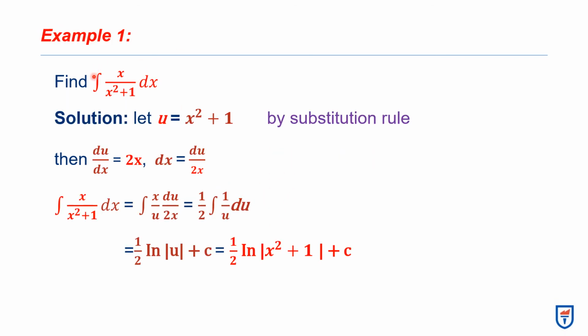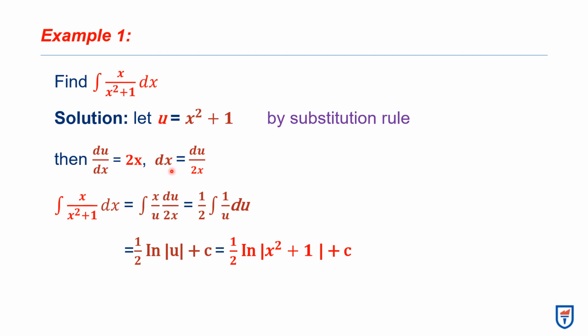Here is example 1 that says find the integral of x divided by x squared plus 1 dx. When we're integrating such a function, we need to use the substitution rule. We let u be equal to our denominator, which is x squared plus 1. Then we differentiate, du dx, using the power rule on x squared: we take the power, which is 2, multiply by x, and subtract 1 from the power. So we end up with a derivative of 2x.